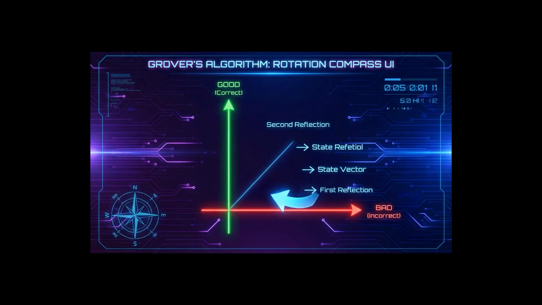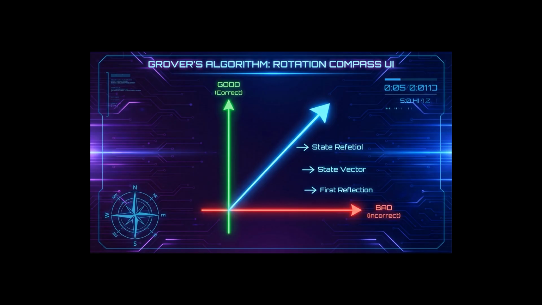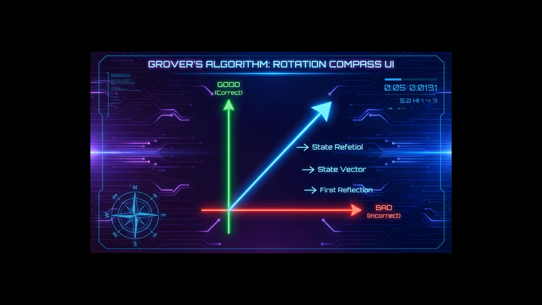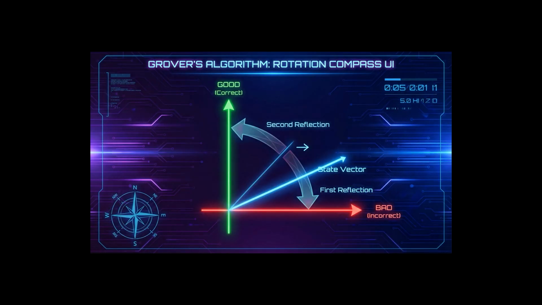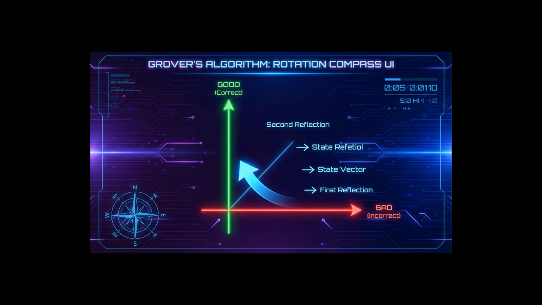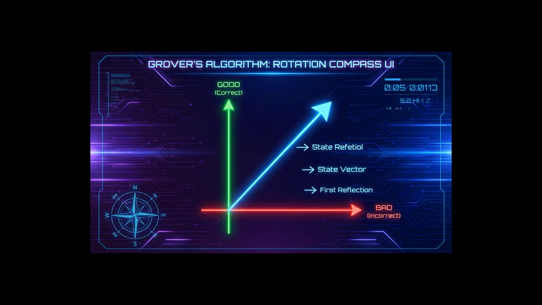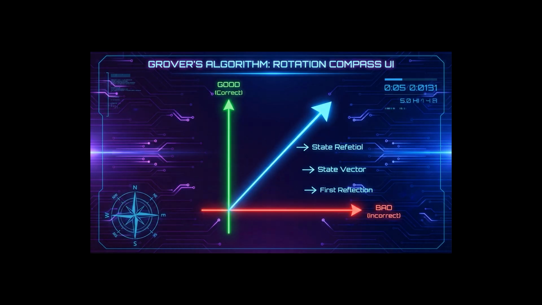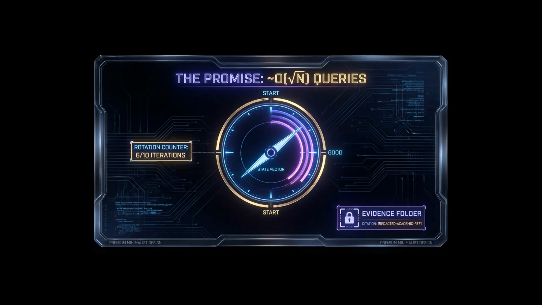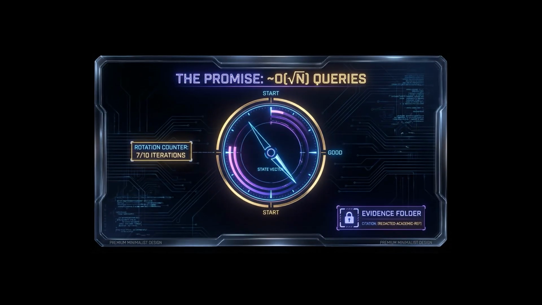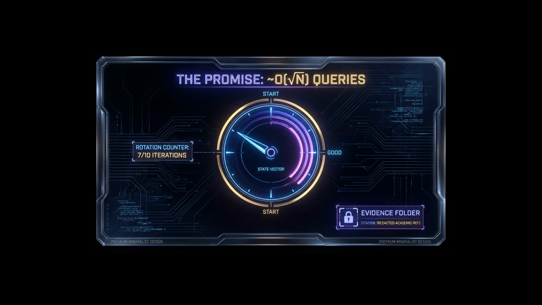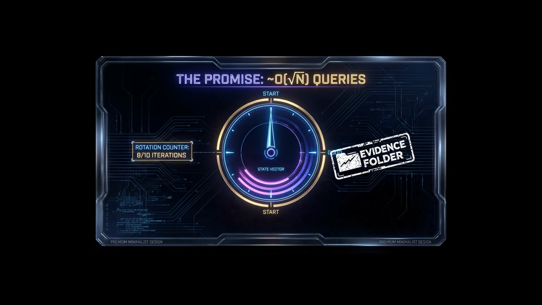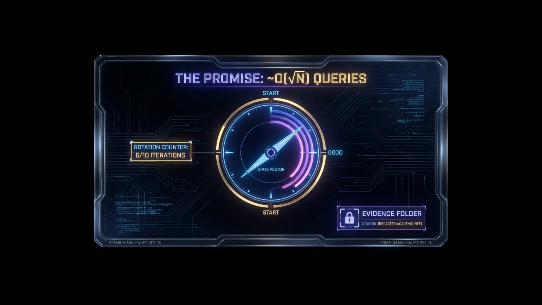In a high-dimensional space, we can define a plane with just two vectors. One representing the correct answer, and one representing the sum of all incorrect answers. Our initial state is mostly aligned with the incorrect vector. The oracle flip is a reflection across the incorrect vector. The diffusion is a reflection across our initial state. Two reflections make a rotation.